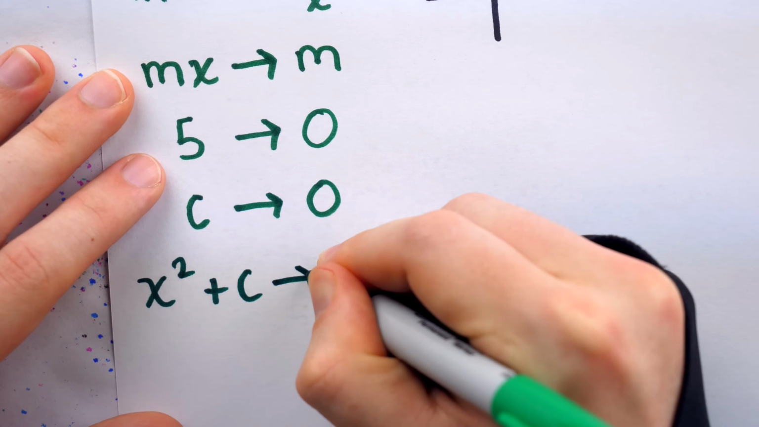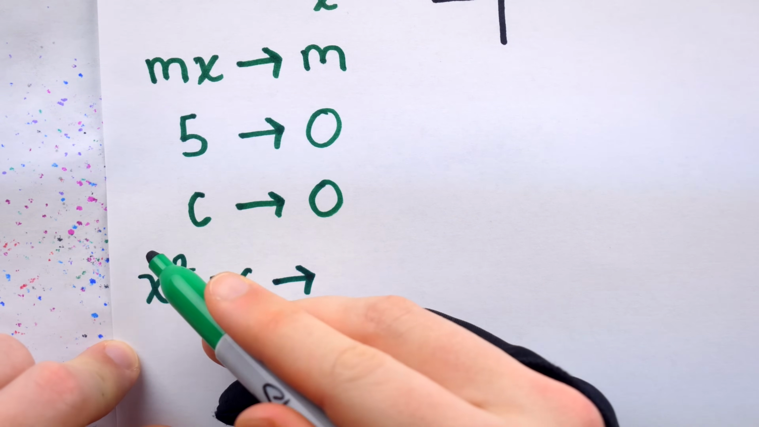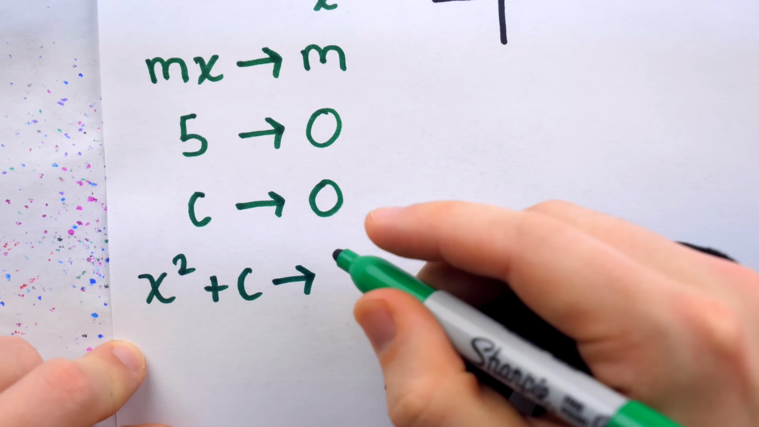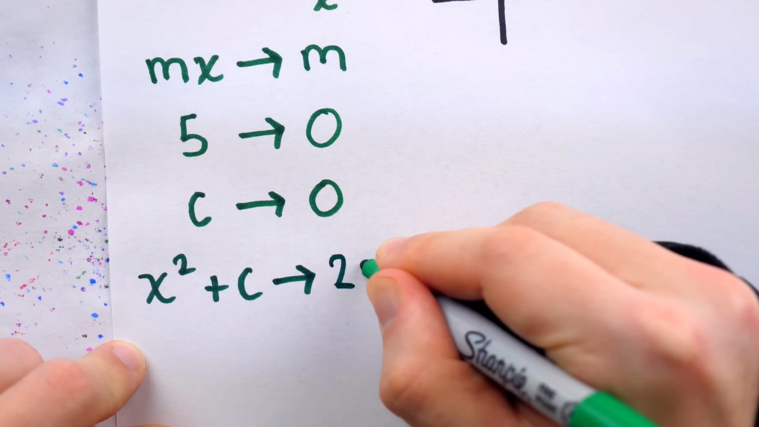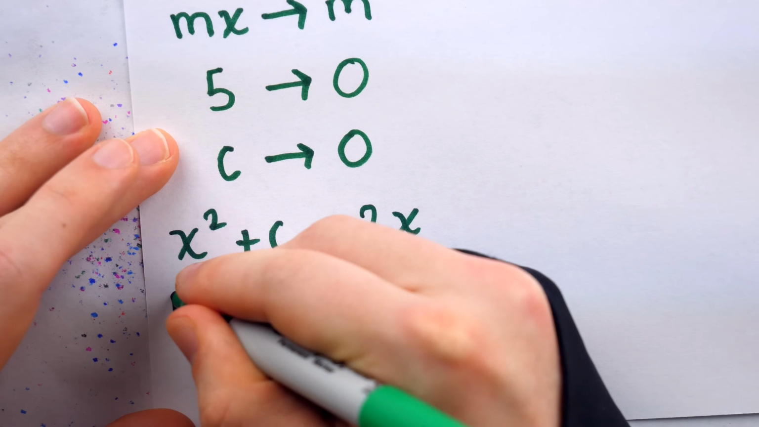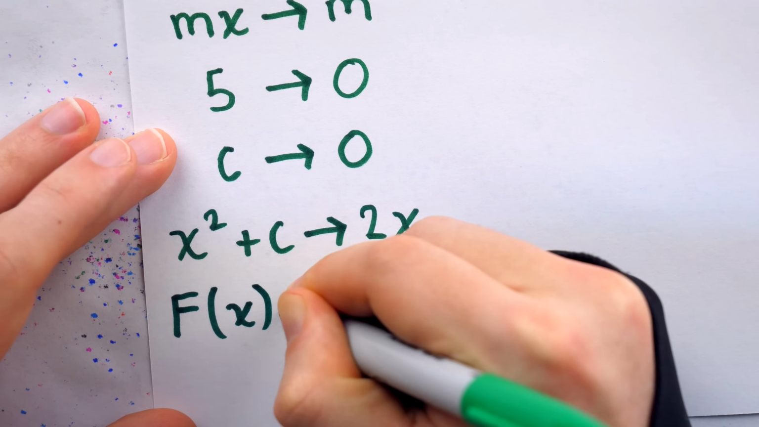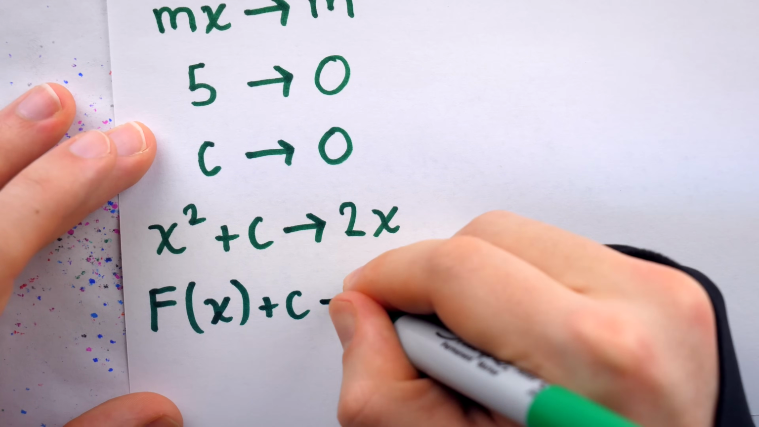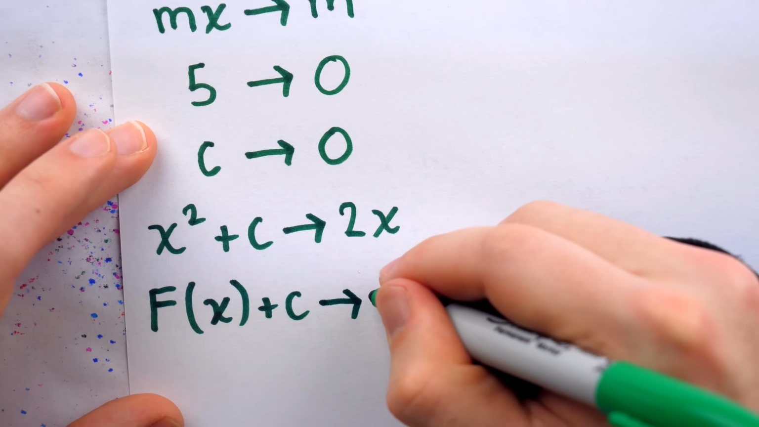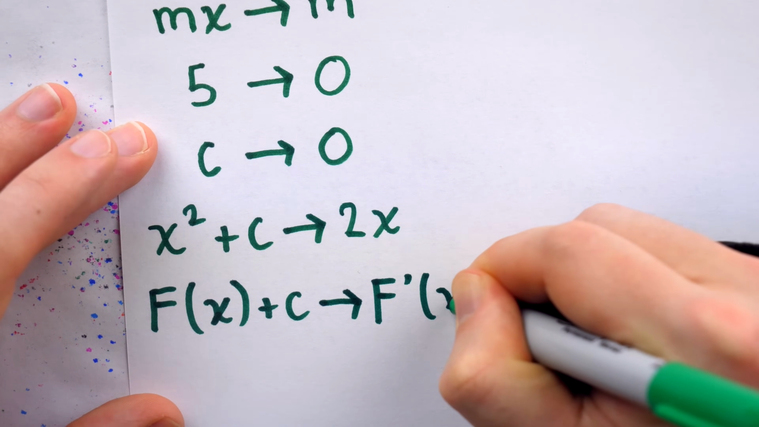If we take x squared plus a constant, for example, its derivative is just the derivative of x squared plus the derivative of the constant, so it would just be 2x plus 0, or just 2x. More generally, the derivative of any function f of x plus an arbitrary constant would just be the derivative of that function f, so that would be f prime, plus the derivative of the constant, which is 0.